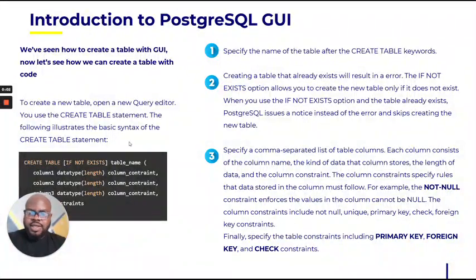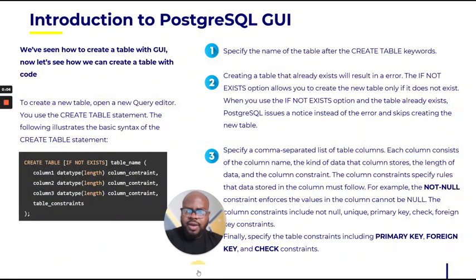Hello again. In the last class, we looked at how to create databases with GUI and using code. We also touched on how to create a table using GUI. So in this video, we're going to be looking at how to create a table with code, with SQL commands. Now, to create the table using code, we have to open the query editor. You remember we did that in the last video by clicking on tools and clicking on query tool, or by right clicking on a database and clicking on query tool.